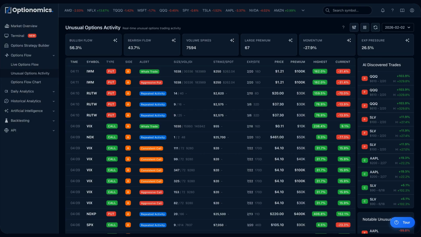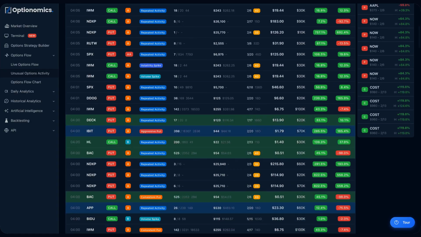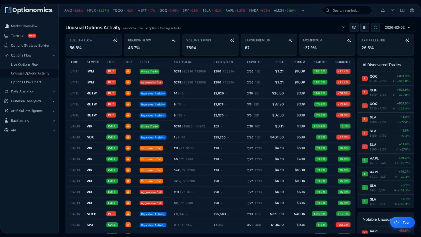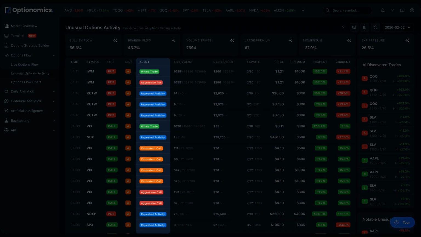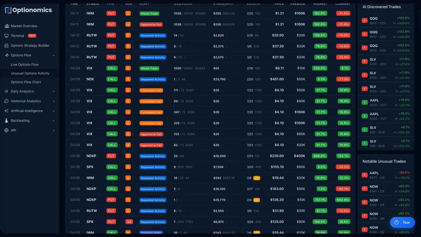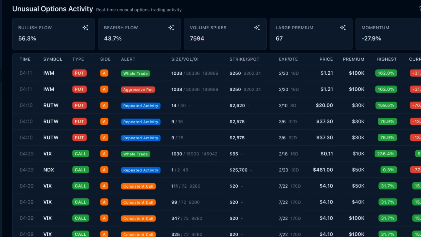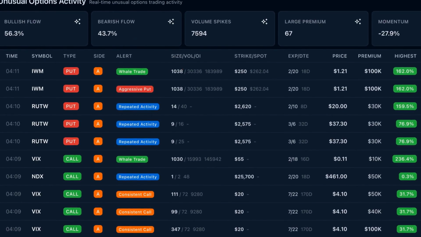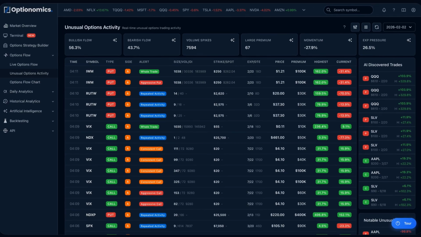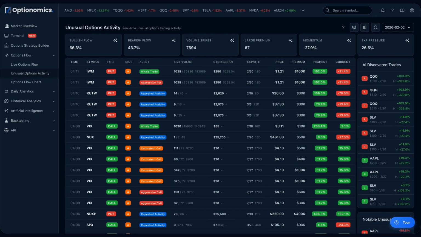Above the ask, aggressive buying. Below the bid, aggressive selling. The alert column explains why the trade is unusual. It might be a volume spike, aggressive call buying, and so on. You'll also see the size of the trade, the volume and open interest. Strike and spot show you the option strike price and the current underlying stock's price.